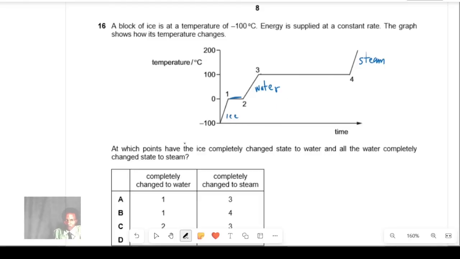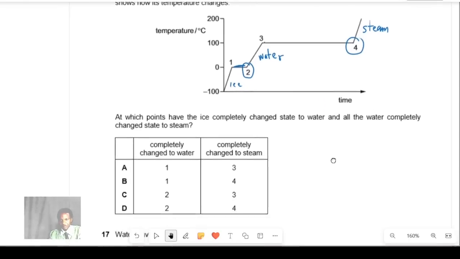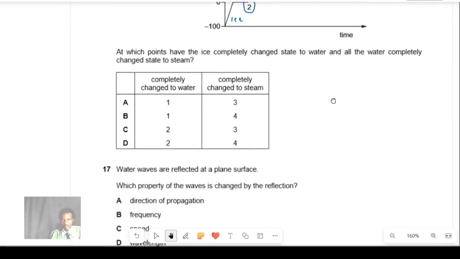So at which point has the ice completely transformed to water and all the water completely transformed to steam? So you have ice there and then water at this point, completely changed to water. That is 2-4. So the answer to question 16 is D.